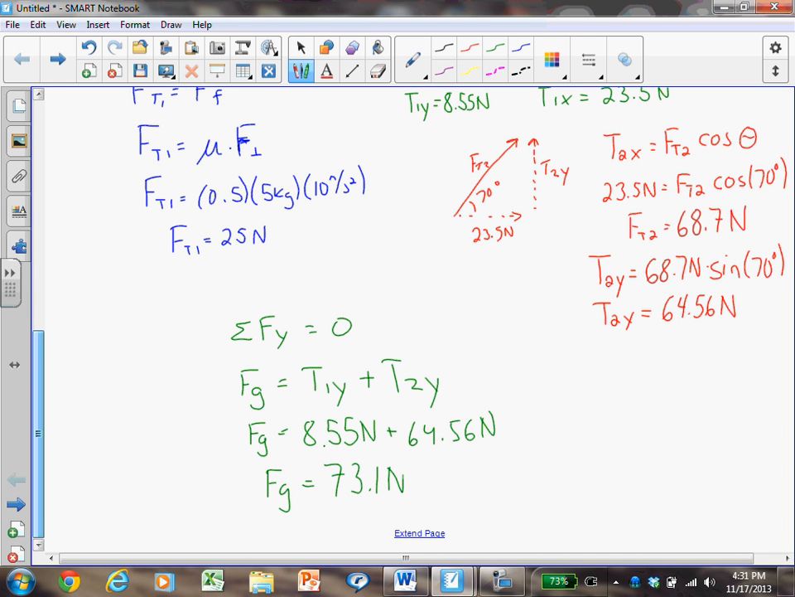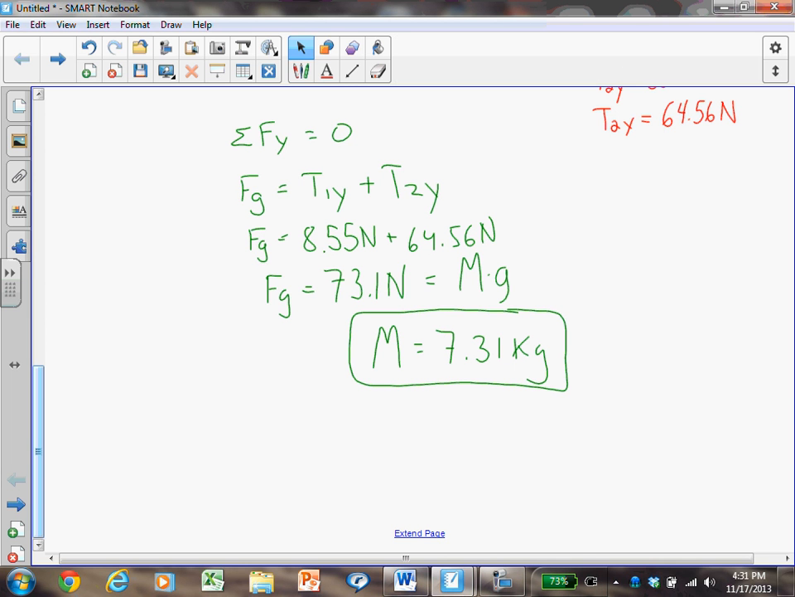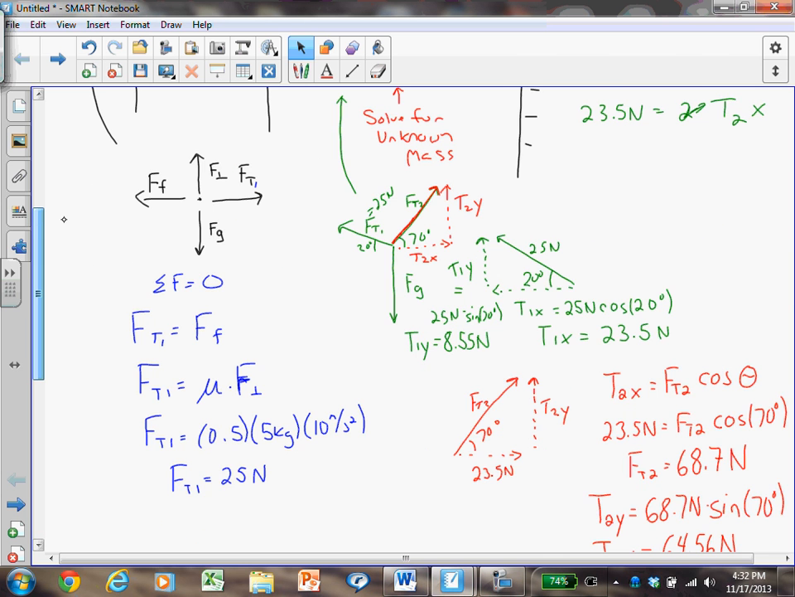Now from that, it's also equal to big M times G. G is 10, so big M equals 7.31 kilograms, and we solved that problem. So it's a bit tricky, but as we go through more and more of them, it will become more clear. And I know I went through that quickly, but you could always go back through it as well.